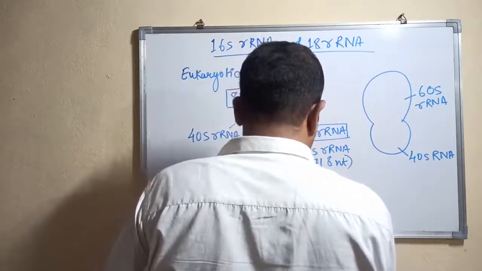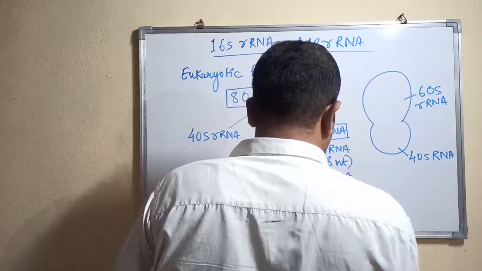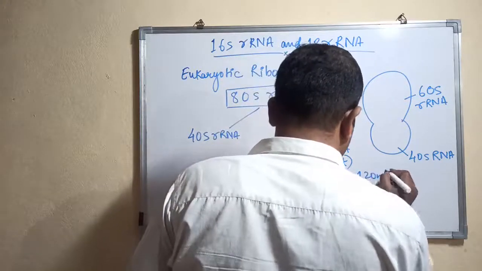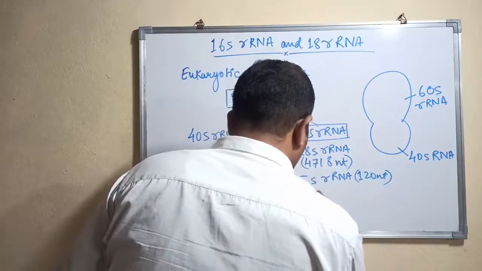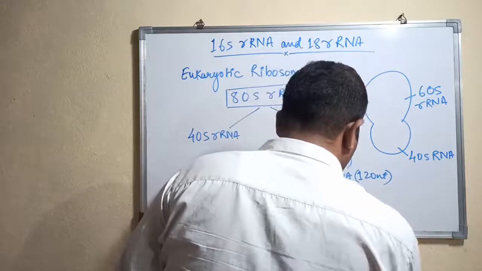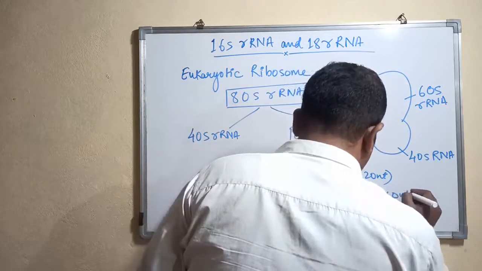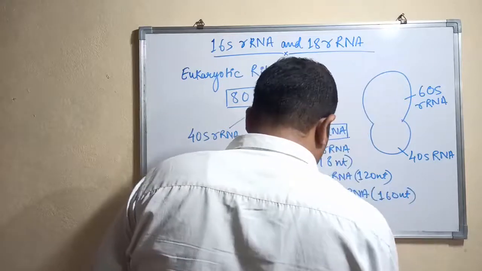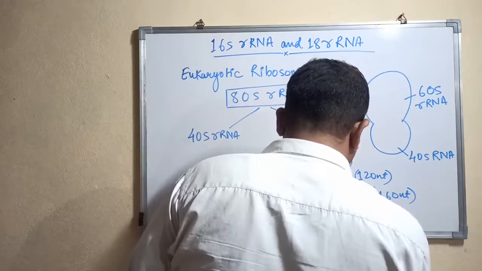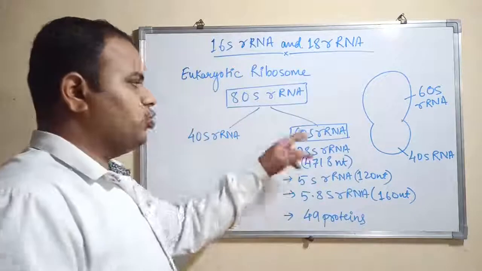Then it is made up of 5S rRNA. The 5S rRNA here is of 120 nucleotides. Then again it is made up of 5.8S rRNA. This 5.8S rRNA is made up of around 160 nucleotides, and there are a few proteins also. There are about 49 proteins here, and this combined weight or density comes to be 60S.